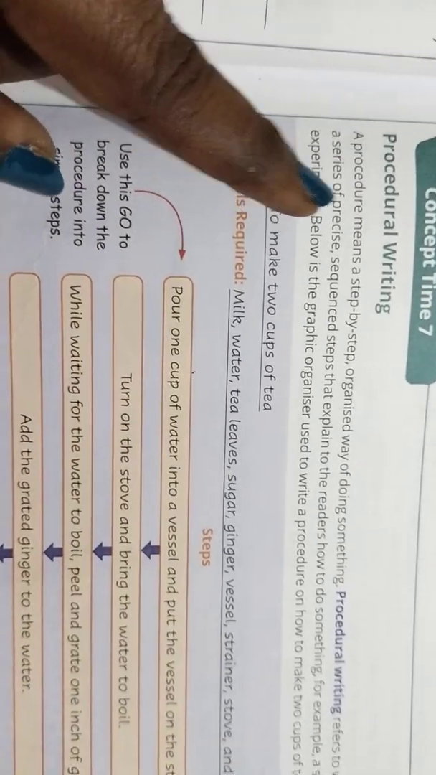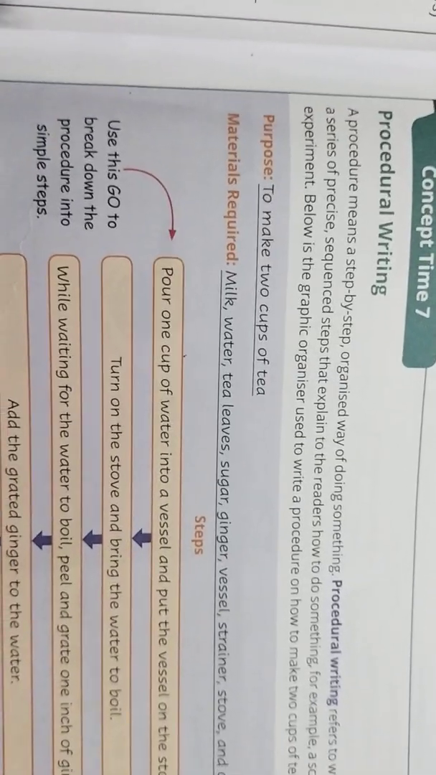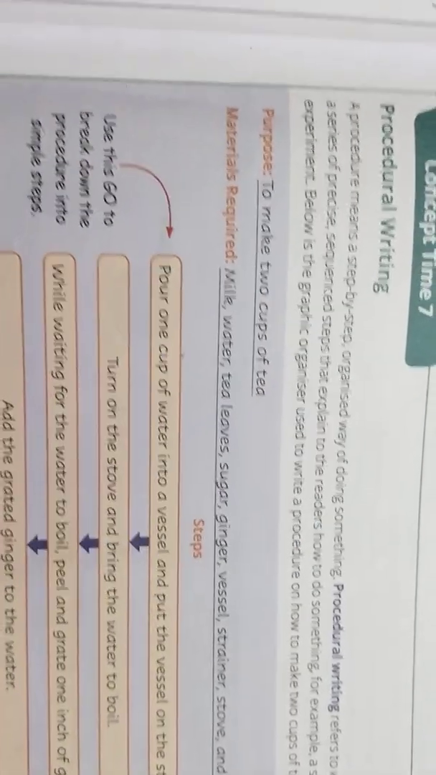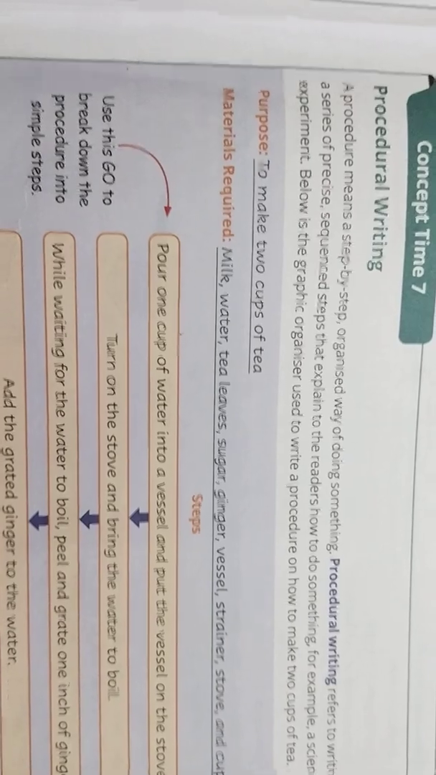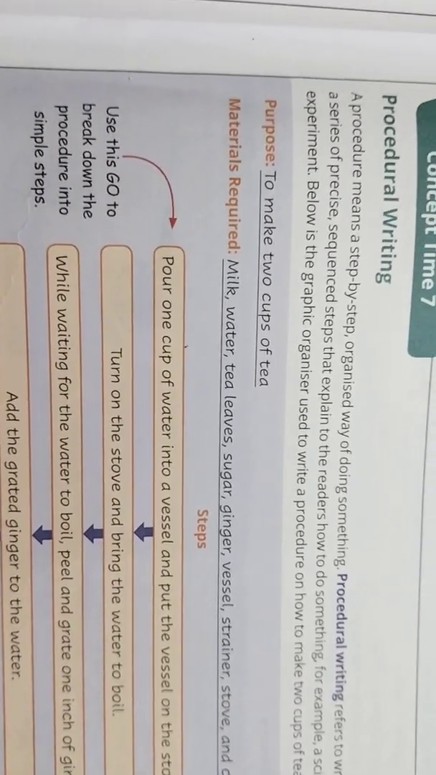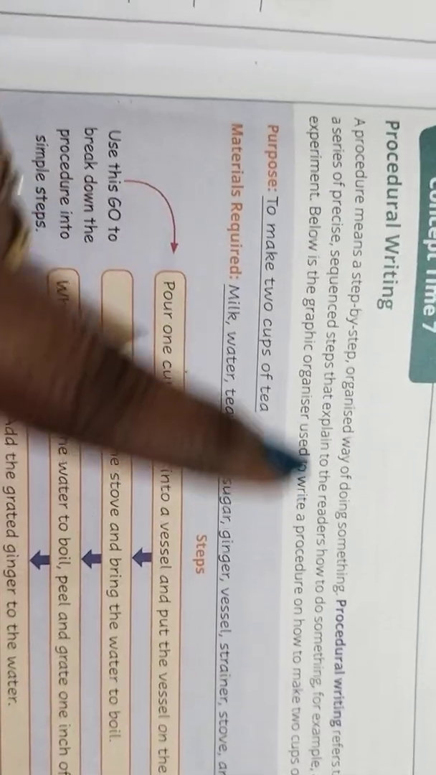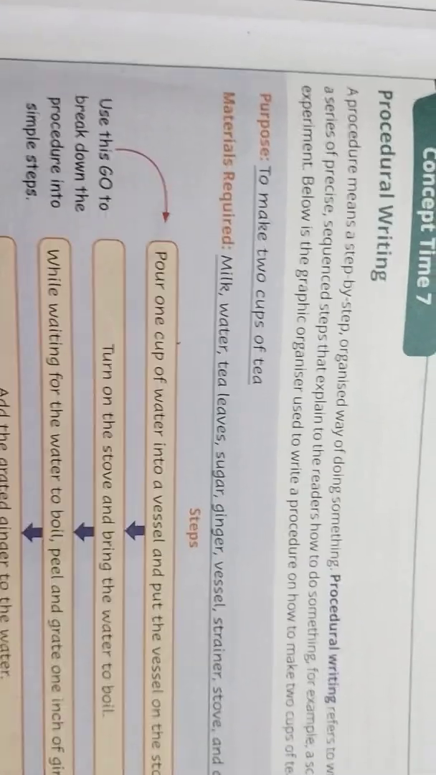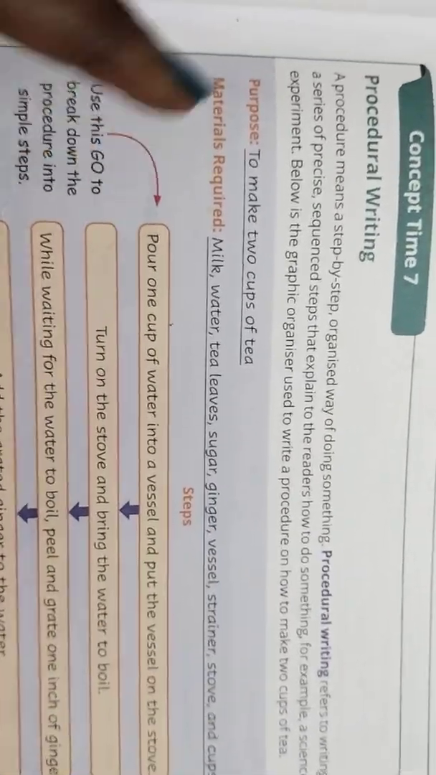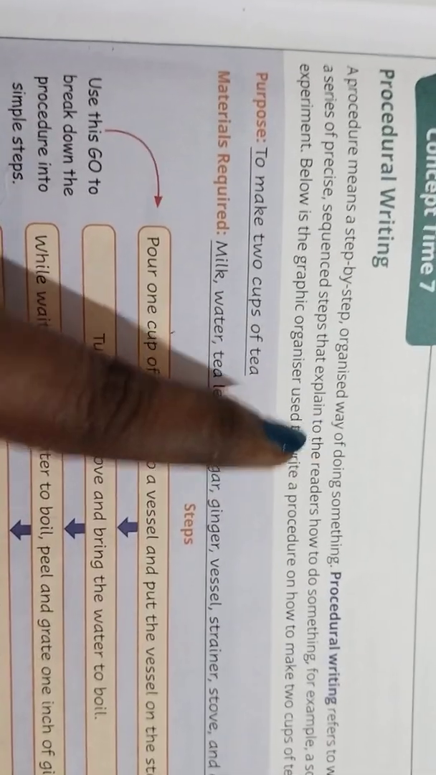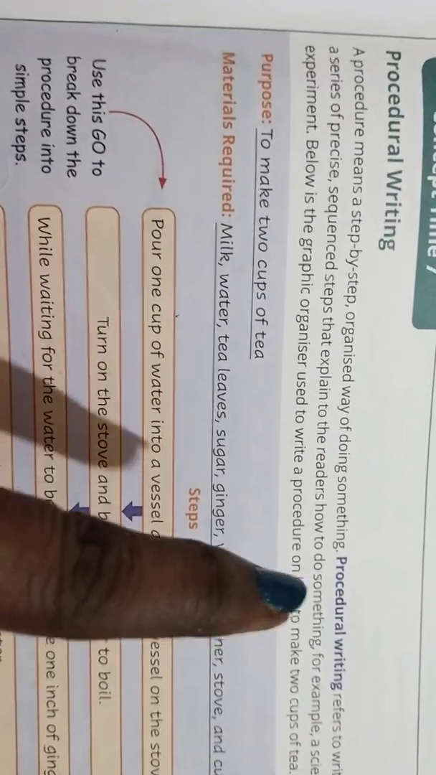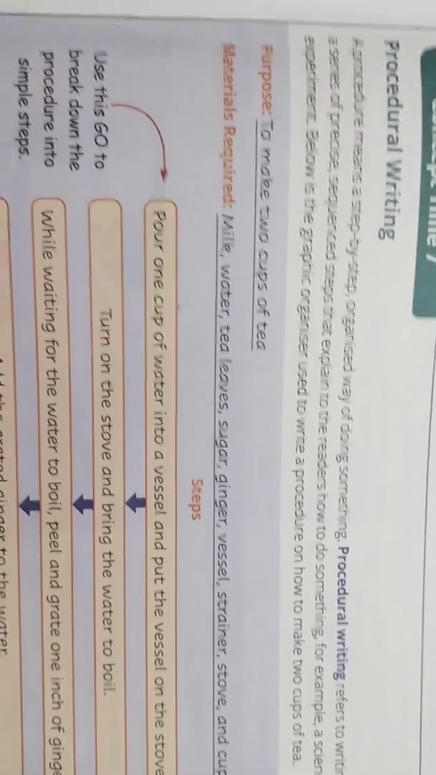A procedure means a step-by-step organized way of doing something. So here, procedural writing refers to writing a series of precise sequence steps that explain to the reader how to do something. For example, a science experiment. Below is the graphic organizer used to write a procedure on how to make 2 cups of tea.